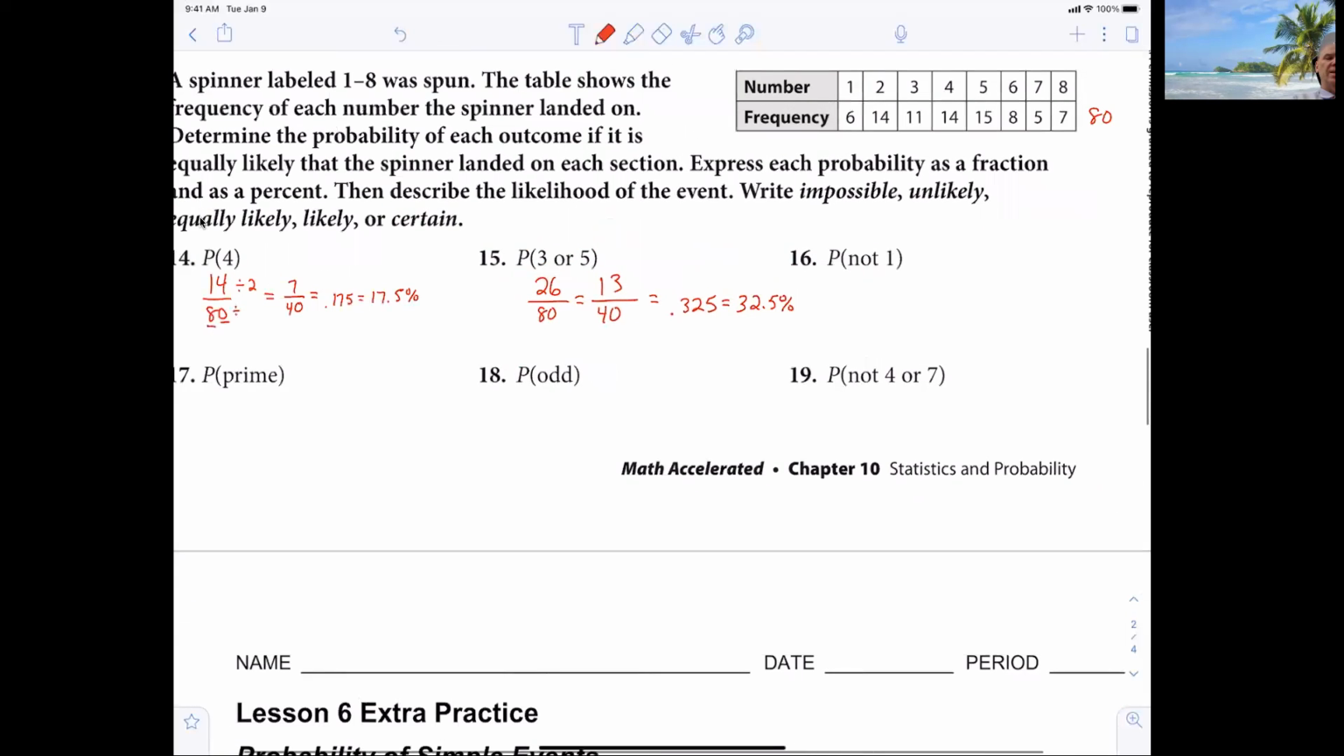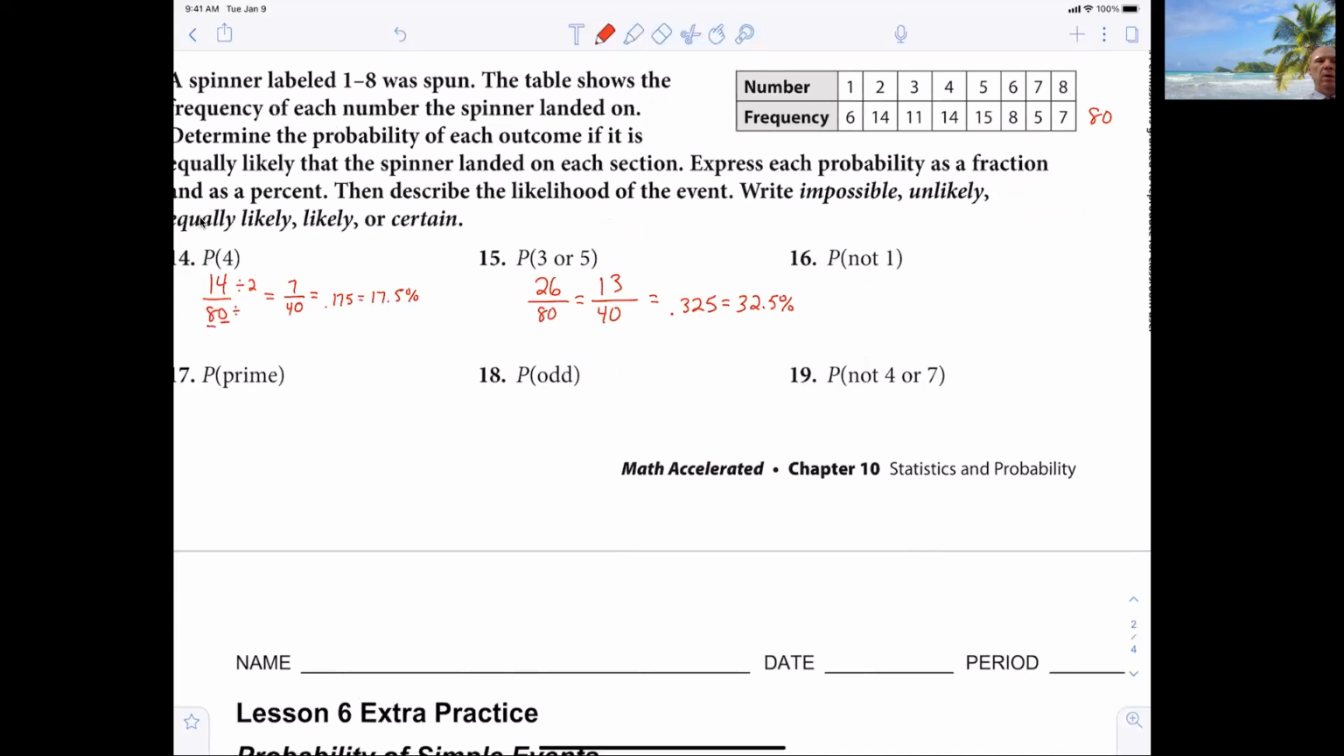What's the probability of not getting a 1? Hey, Jolie, you still with me, right? You understand me, right? Molly, you're still with me, right? I'm going for everybody. Please tell me when you don't know something.